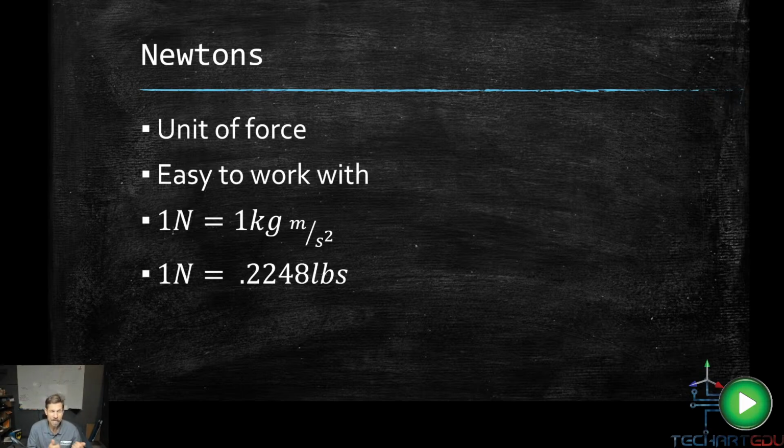But if you were to translate that from metric to English units, well, guess what? Pounds. Pounds are units of force. They are not units of mass. Kilograms are units of mass. Pounds are units of force. So therefore, 1 Newton equals 0.2248 pounds. I bet you didn't know that.